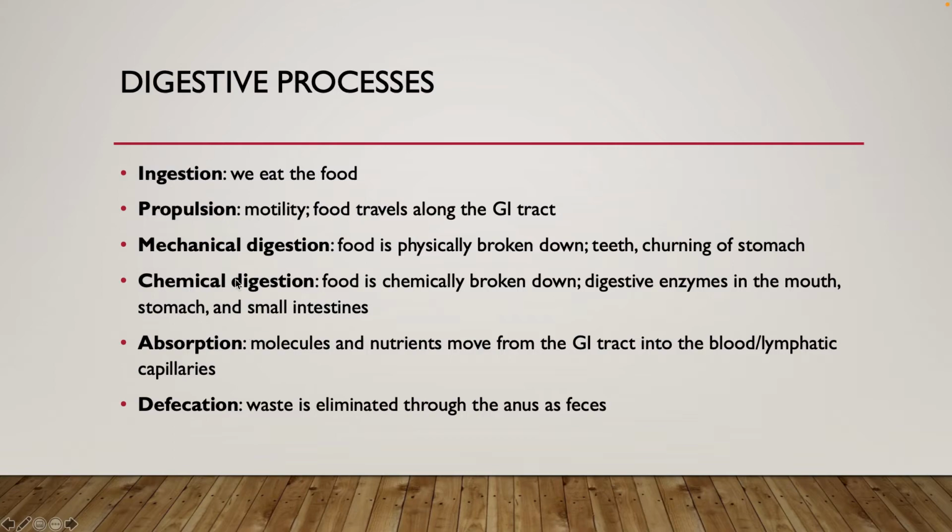After we digest it, we then have to get it into our blood. So digestion doesn't really do any good for us if we're not able to actually absorb that which we're breaking down. So we absorb it into our blood, and in some instances our lymphatic capillaries as well. And then we will ultimately get rid of waste, and so through defecation, we will eliminate waste through our anus as feces.